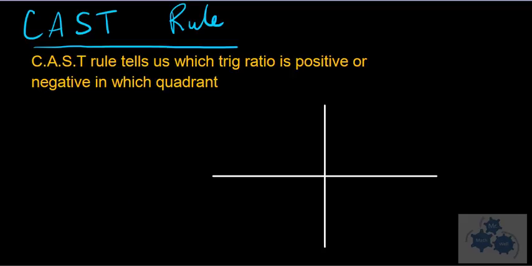All right, so the final little bit of this lesson, the CAST rule, C-A-S-T. This rule tells us which trig ratio is positive or negative in which quadrant. So it attaches the trig ratio or ratios to a quadrant, and it tells you really quickly whether they're going to be positive or negative.